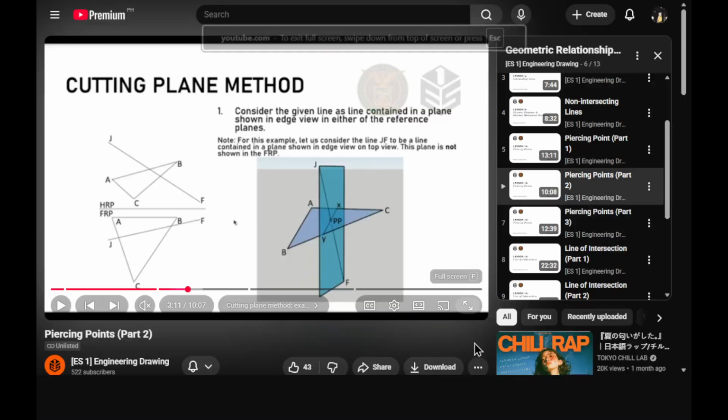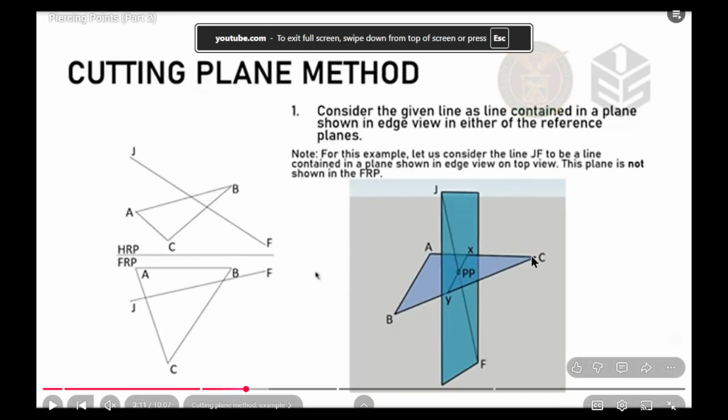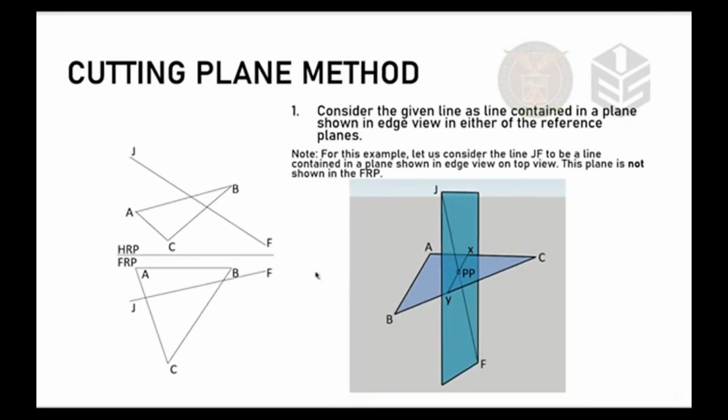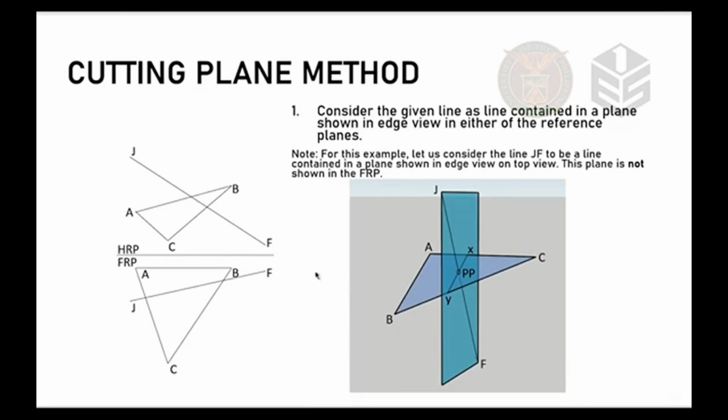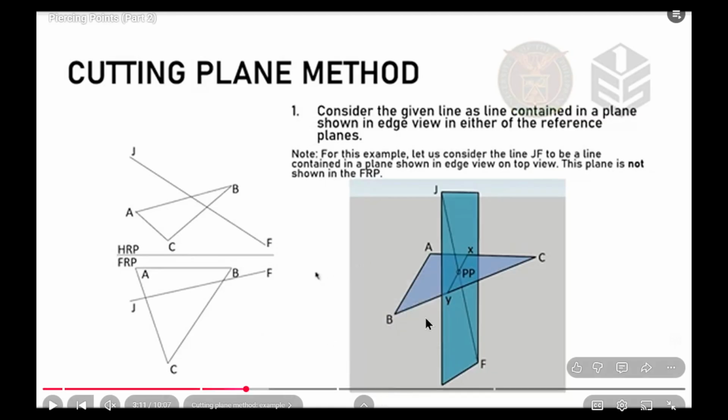Yan. This is how the special cutting plane works, no? So, again, we have line JF, kunwari ito si line JF, tapos ito si ABC. Now, ang imagination natin is that JF is contained in a special cutting plane. Okay? Now, if we allowed JF to cut our plane ABC, parang mag-iiwan siya ng trace, no? So, kumbaga, parang yun yung line kung saan kinut off mo or sinection mo si plane ABC.